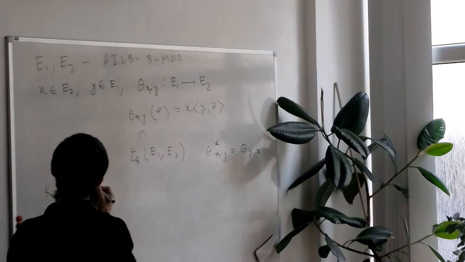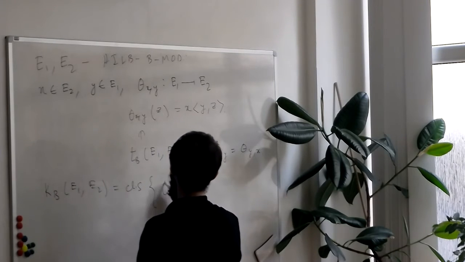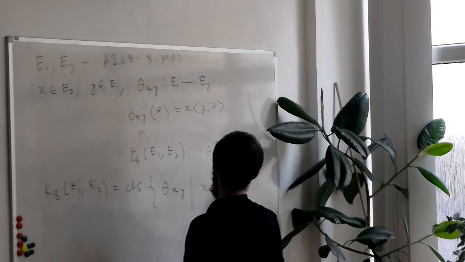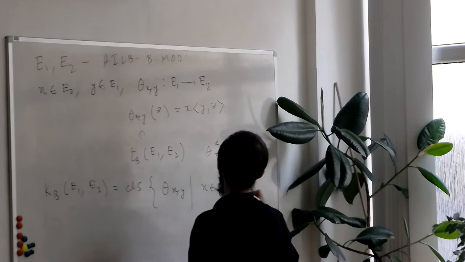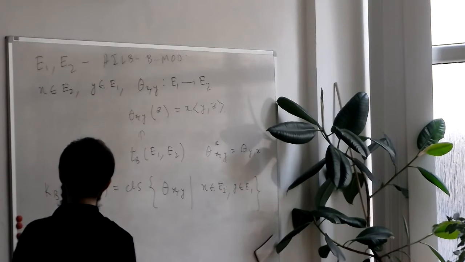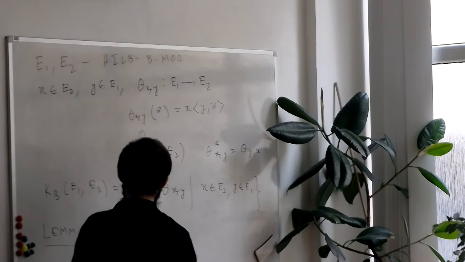We define K_B(E) to be the closed linear span of all these theta_{x,y}, where x is in E2 and y is in E1. Lemma.